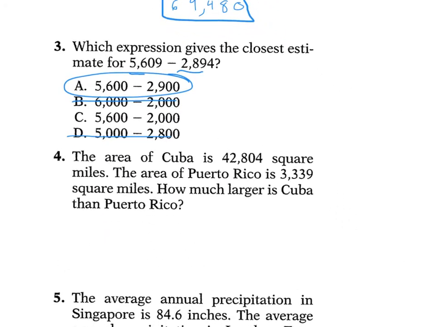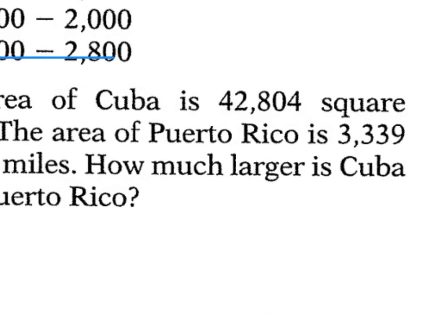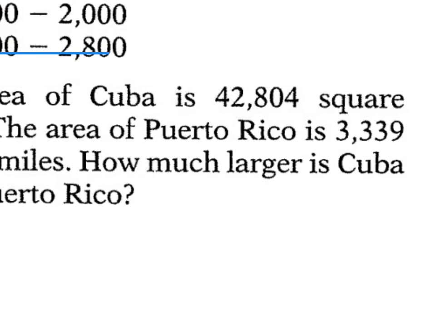The area of Cuba is 42,804 square miles. The area of Puerto Rico is 3,339 square miles. How much larger is Cuba than Puerto Rico? So to find the difference, we need to subtract. So we have 42,804 minus 3,339.